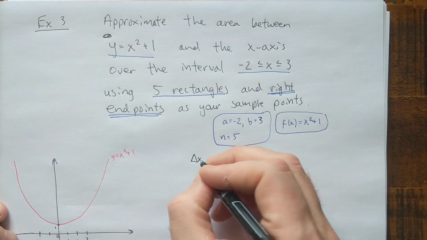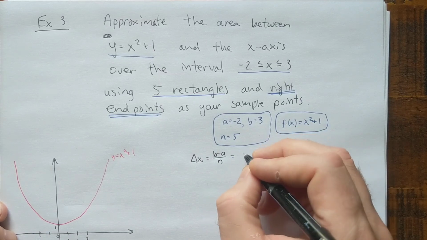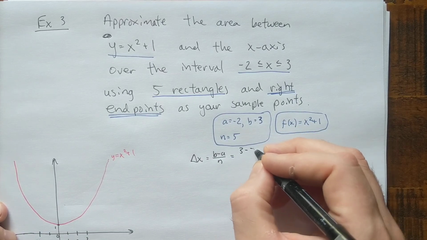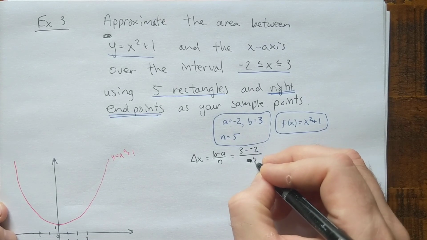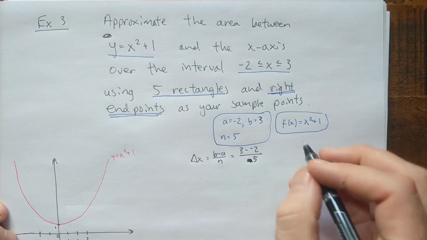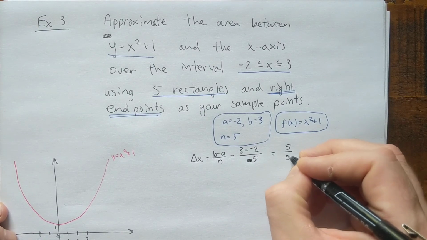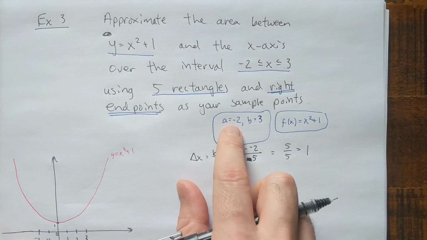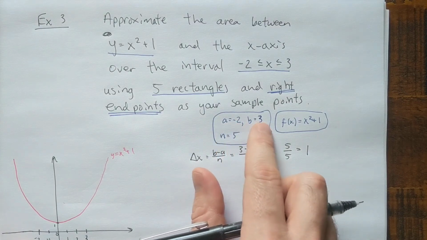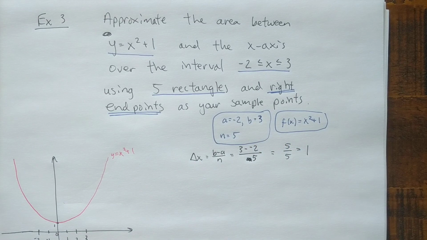Okay, so let's do delta x. So delta x always is b minus a over n. B is 3 minus a is -2 over n, which is 5. So 3 minus -2 is 5 over 5. So the width of each rectangle will be 1. And you can sort of see that if you think about it, the length of this interval should be 5. And if we use 5 rectangles over a length of 5, they all should have a width of 1.